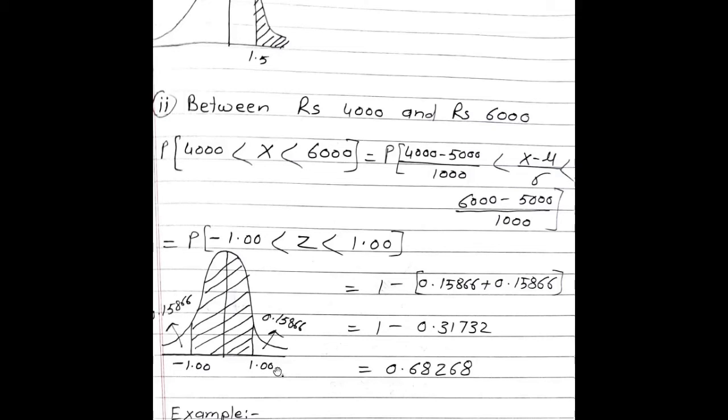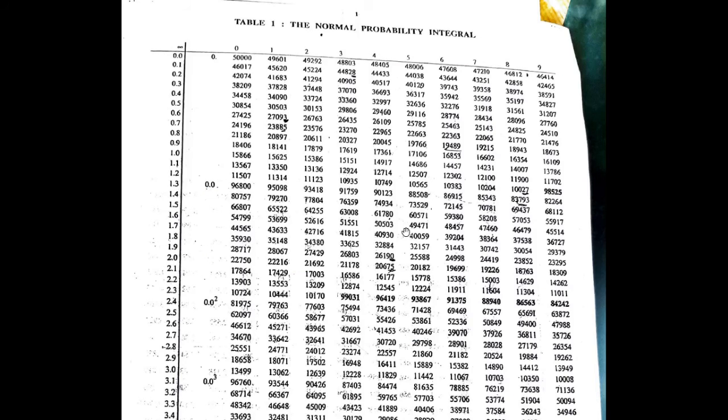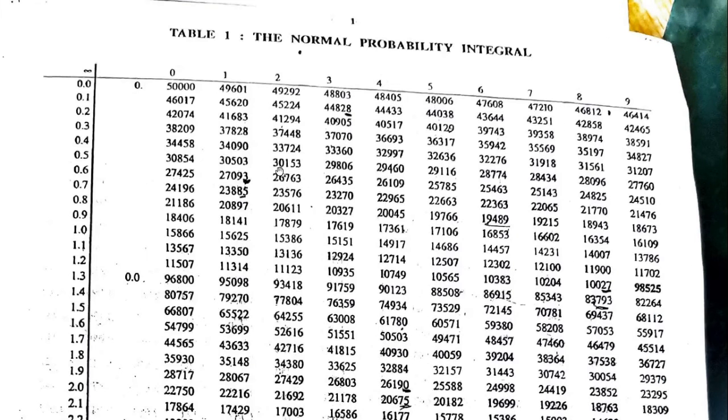Now see, the value which I have written is 0.15866. We will see how to see the value in the table. So this is our normal probability integral table. So 1.0 in the 0 column we have to see. 1.0 in the 0 column, the value is 0.15866. So 0.15866, this is the value.